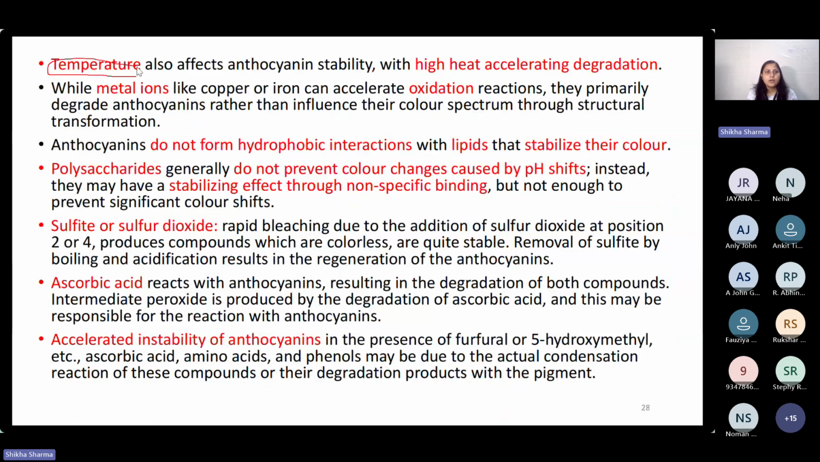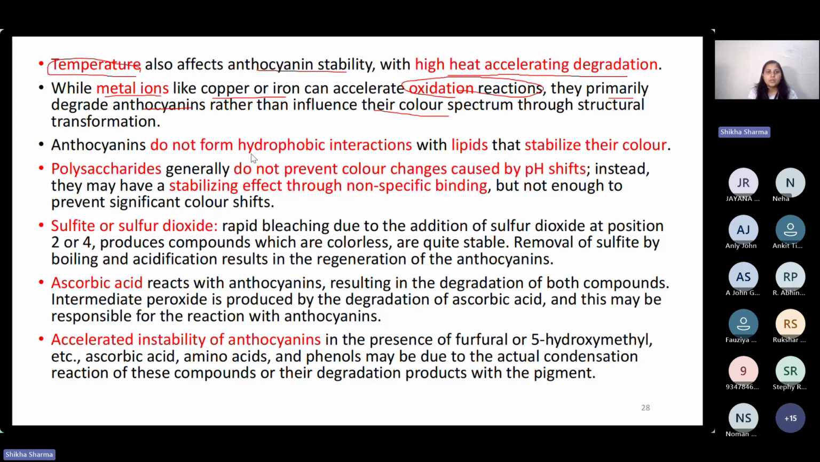Temperature also affects anthocyanin stability, with high heat accelerating degradation. If the high temperature is there, the degradation will be more in the anthocyanin. Also, if metal ions like copper and iron are there, they can oxidize and react with the anthocyanin, degrading it, and it can affect its color also through structural transformation.